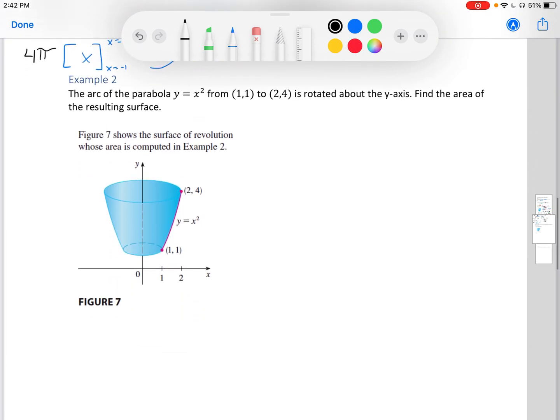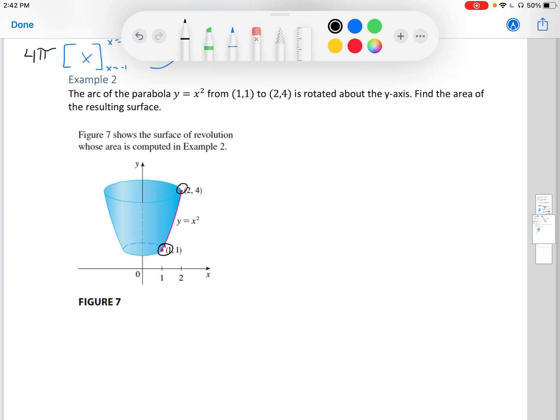Example 2. The arc of the parabola y equals x squared from (1, 1) to (2, 4) is rotated about the y-axis. Find the area of the resulting surface. All right, so we see it's just a part of our parabola, from (1, 1), which you see here, all the way to (2, 4). We want the enclosed area of the surface, so just the surface.